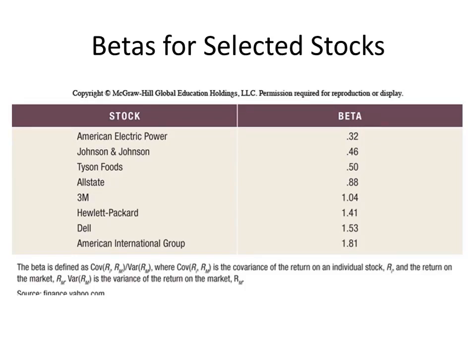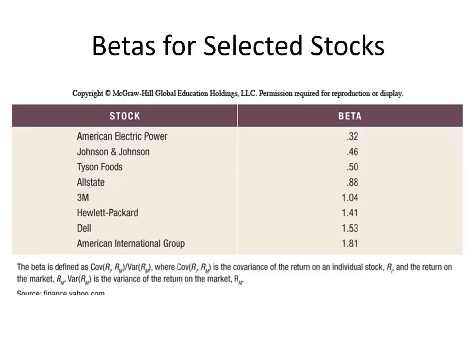3M is a diversified industrial company, and they provide products across a range of many different things. And so they are basically a diversified portfolio of different things that might have different exposures to the economy. Overall, though, the beta of their portfolio of divisions is 1.04.